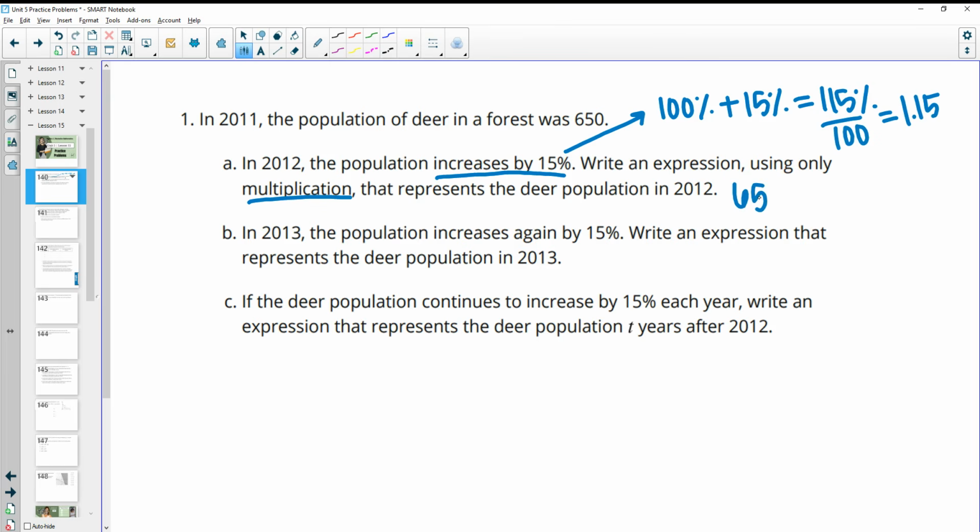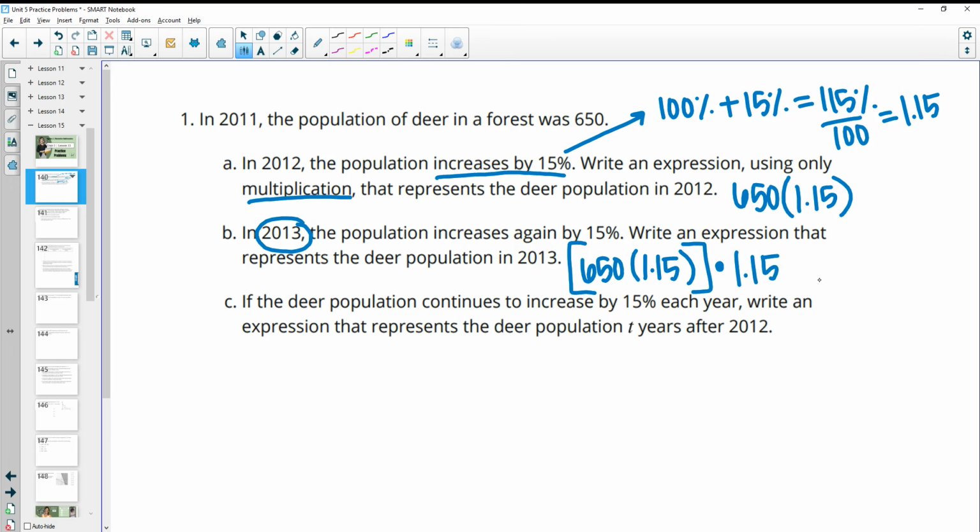So for this one, we have 650, which is the initial deer population. And then we have 115% more. So then in number two, now it's asking us in 2013, the population again increases by 15%. So now we have the one from the previous year, so we have the 2012 population, and now we're multiplying this by another 115%.